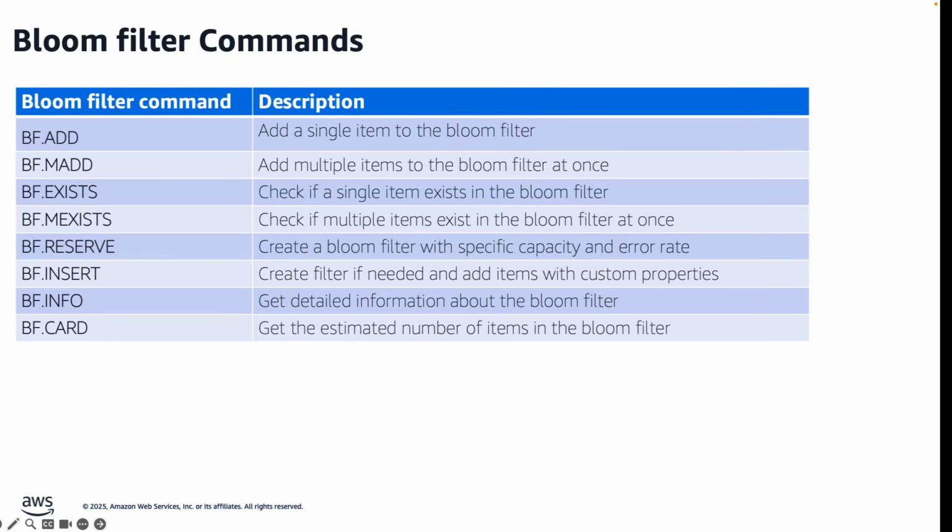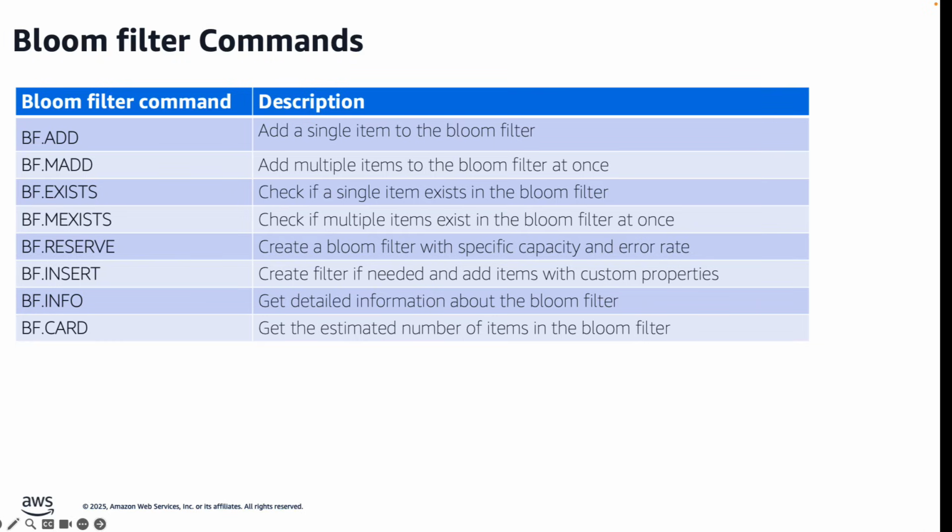The bulk operations bf.madd and bf.mexists are crucial for performance when dealing with multiple items. Instead of making separate network calls for each item, you can batch them together. This is especially important in high throughput scenarios where network latency matters more than processing time.